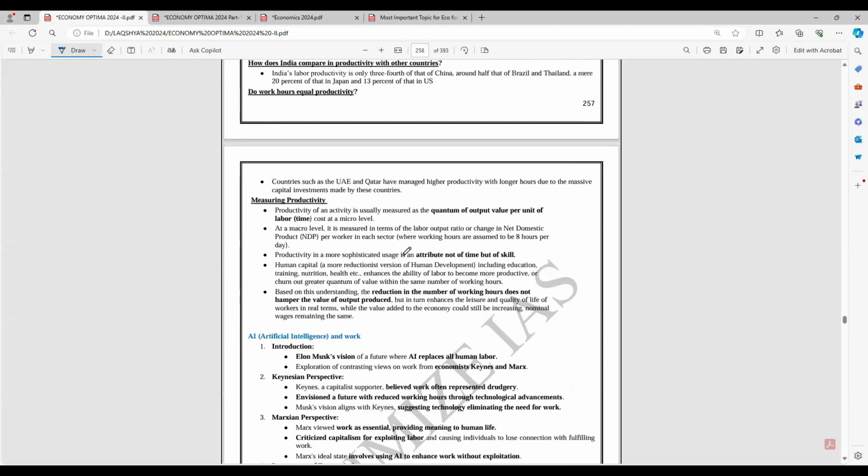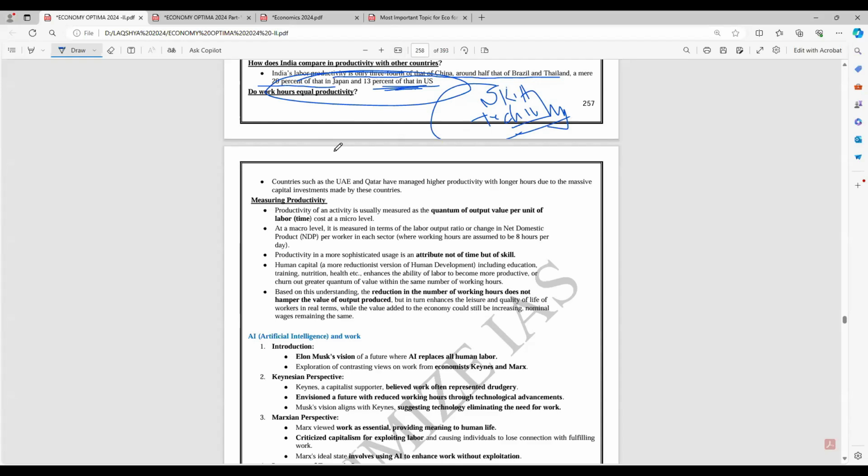Okay, so go through these data sets. This is very, very important. You can see here India's labor productivity is only 3/4 of China, 1/2 of Brazil and Thailand, and 20% of Japan and 30% of America. Why? Can you tell me? Because of maybe skill, maybe technology. Okay. So productivity is very important.